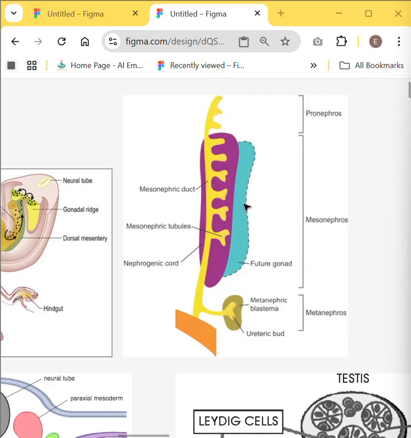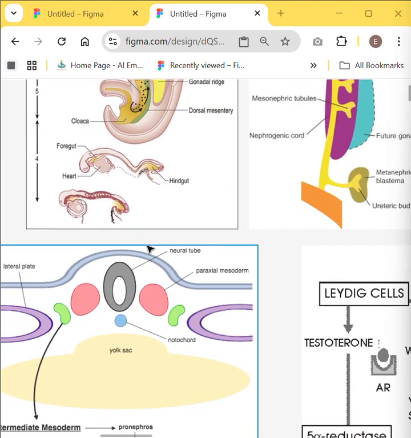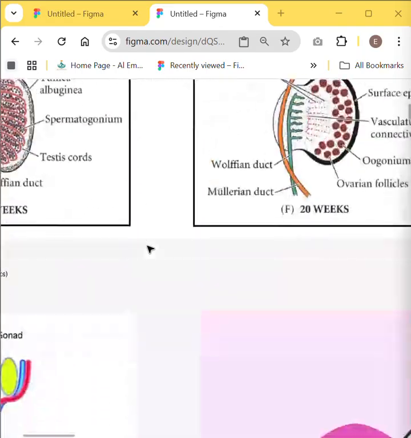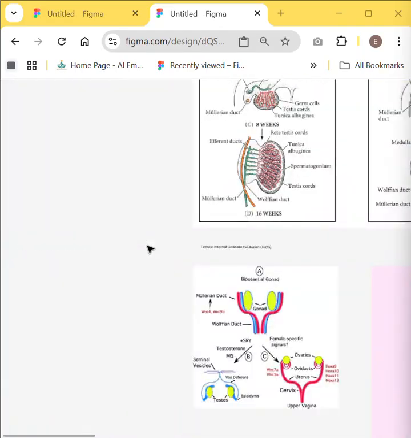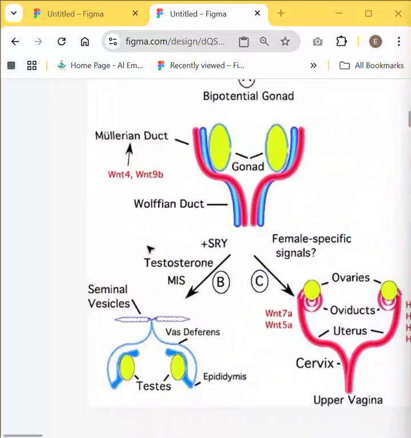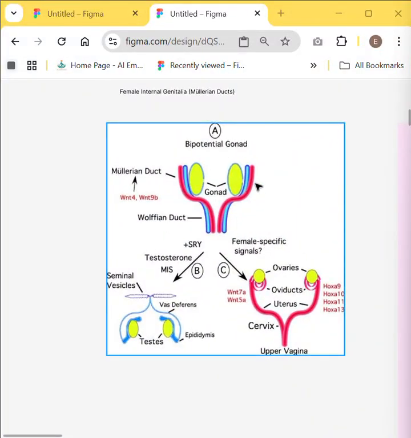In the male, the activity of the SRY gene. So let's look at the SRY gene here. So this is a bipotential gonad, right? Now this can either become a testes or an ovary. In the male, the presence of this SRY gene, the sex determining region of the Y chromosome, causes the gonad to begin development into a testes.